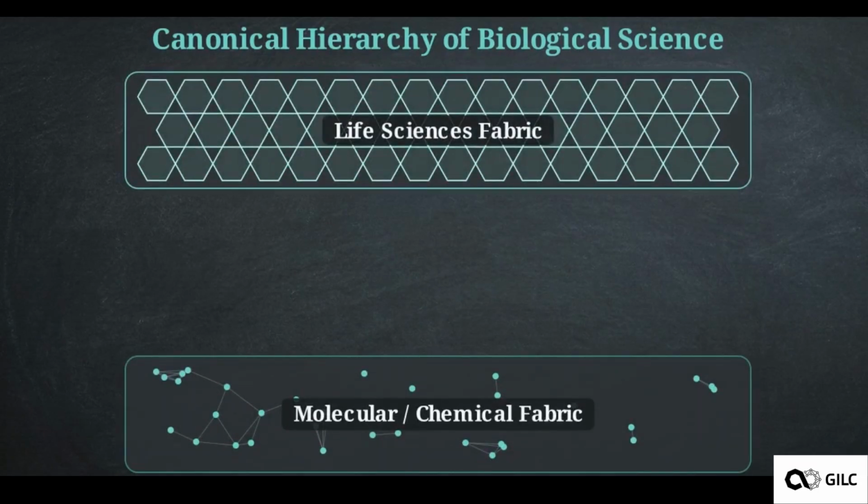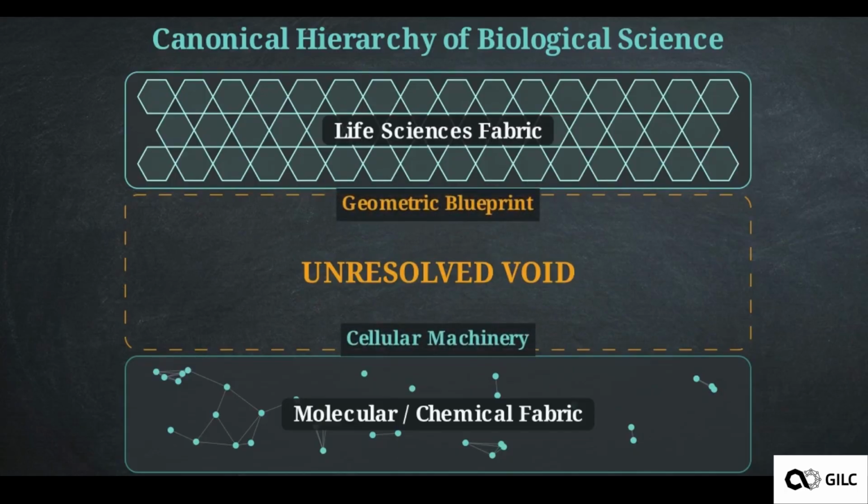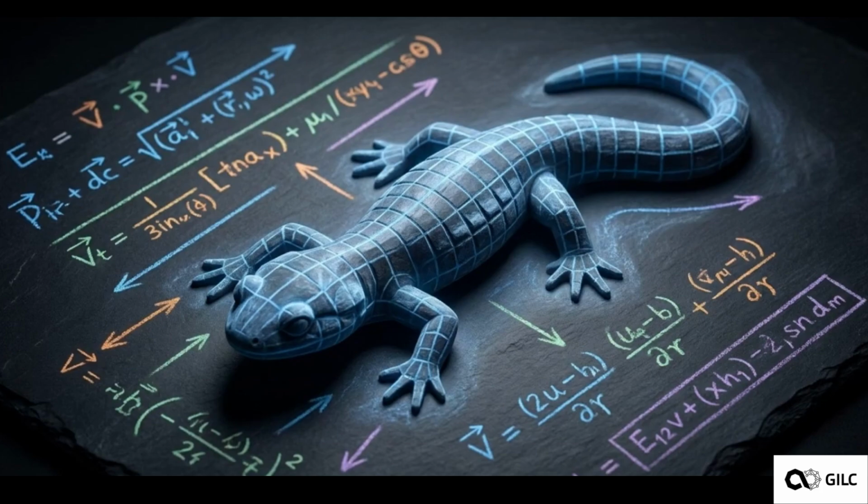We map the molecular fabric at the base and the life sciences fabric at the organismal top. Between them sits an unresolved void. Gene networks alone fail to explain large-scale coordination. They provide cellular machinery, but not the geometric blueprint. Anatomical form requires an intermediate, reprogrammable control manifold.